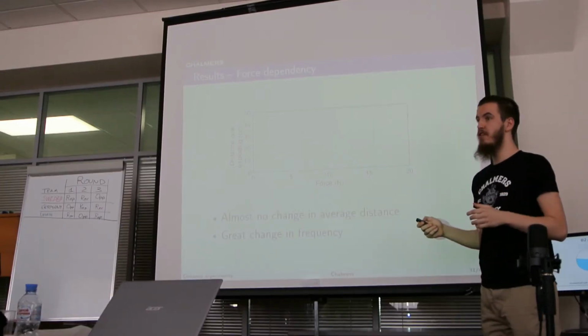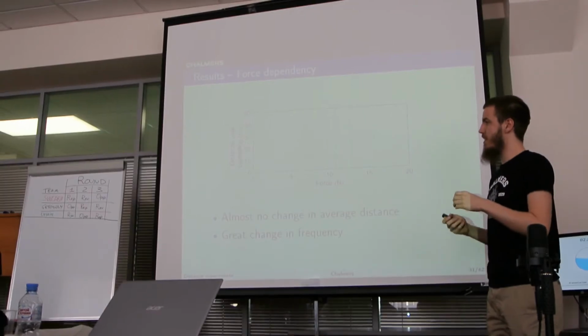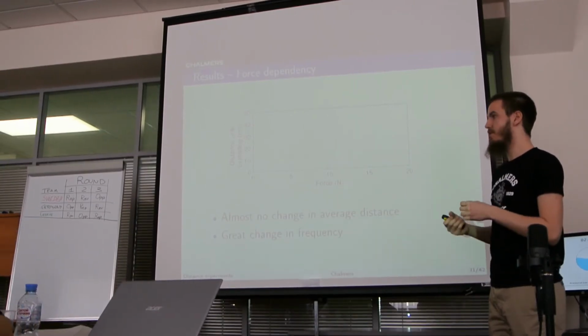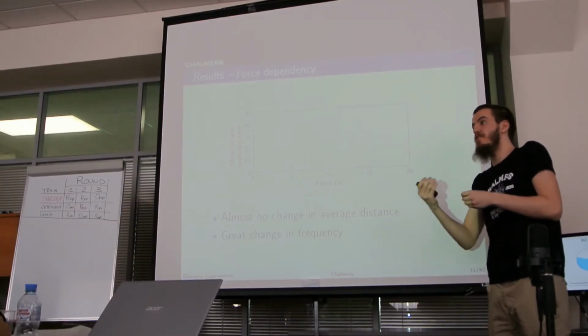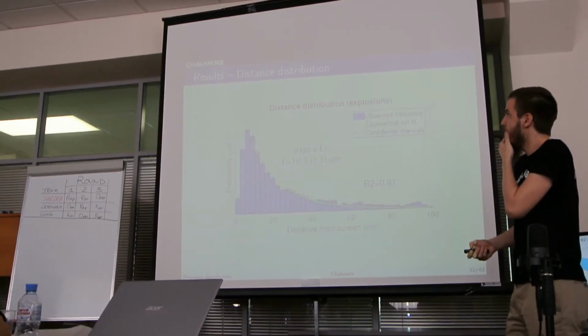Now the force dependency is actually very slight. We have almost no change in the average distance traveled when we vary the force more than an order of magnitude. However, we do have a great change in frequency, and by frequency I mean the number of sparks that is emitted per time unit. So we get more sparks, but not faster sparks.